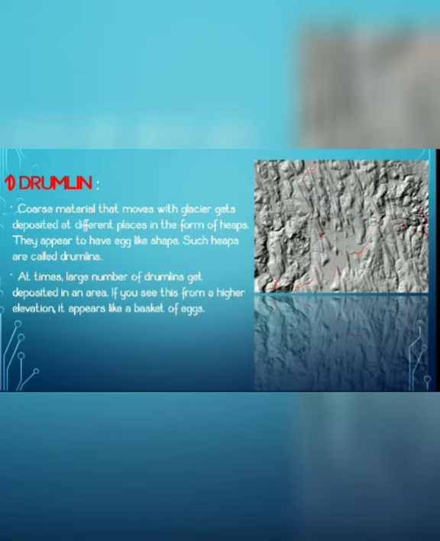Any material that is taken away by the glacier gets deposited at some other place, and they form heaps. Heaps means small hills. These hills particularly have the shape of an egg, hence they are called drumlins. And when so many drumlins come together, from a higher elevation we can see that they appear like so many eggs in a basket.